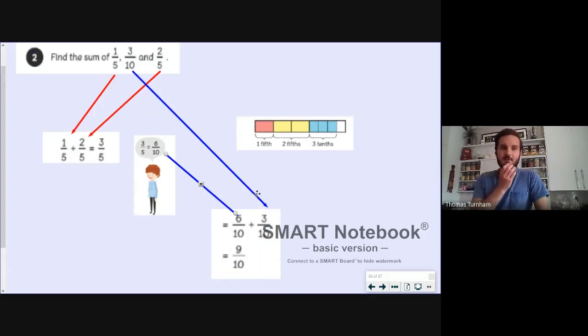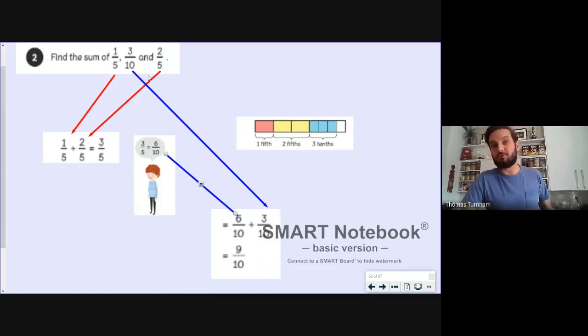Some of you might be thinking, oh, why didn't I just switch my 3/10 into fifths? Well, let's have a look. To do that, I'd have had to halve my denominator. I can divide 10 by 2, that's fine. But can I divide 3 by 2? I can't. I can't have 1.5 fifths.